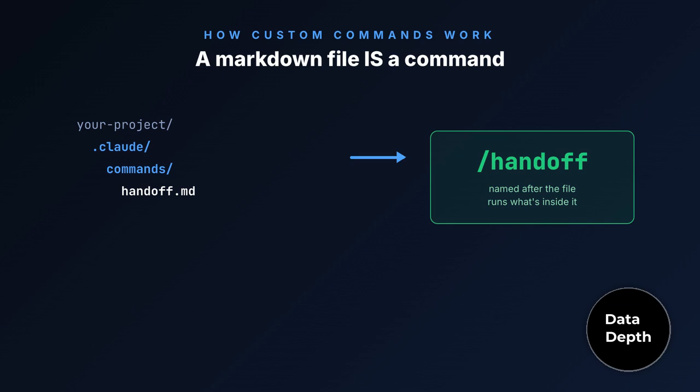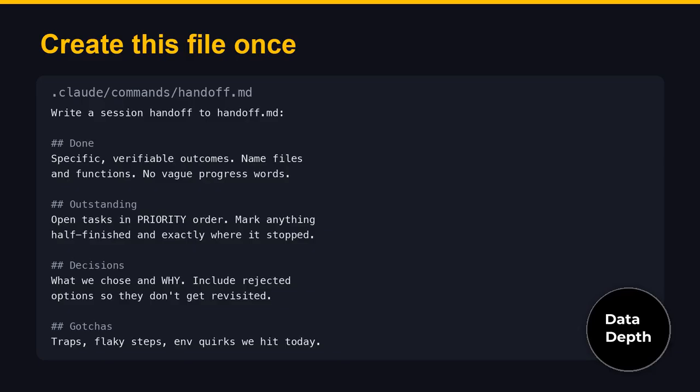When you type it, Claude Code reads that file and follows the instructions inside, as if you typed them yourself. That's it. No plugin, no config, no install. A markdown file is a command. Once that clicks, you'll build commands for everything. This is the file. Notice it's just instructions written to Claude in plain English. That's all a command ever is.